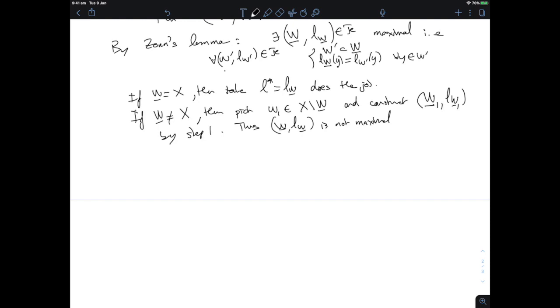And that's a contradiction. Okay, so this concludes the proof. Now that's a pretty fancy set theoretic argument.